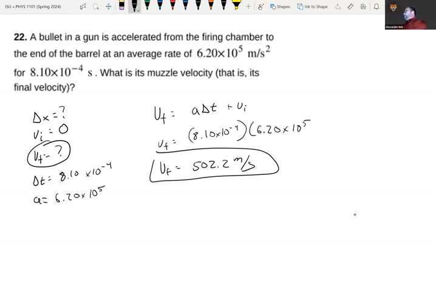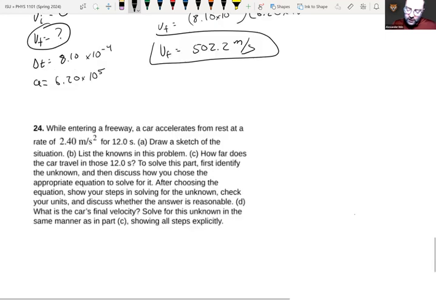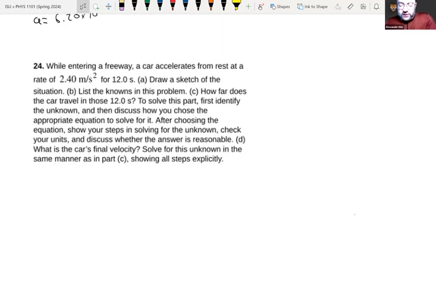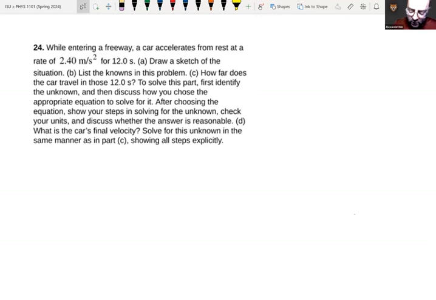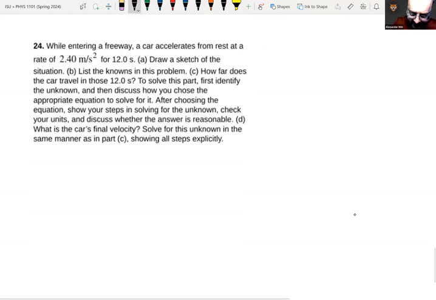All right, we'll go on to this one. Okay, next one I wanted to do was 24 in the book. It says, while entering a new freeway, a car accelerates from rest at a rate of 2.4 meters per second squared for 12 seconds. Okay, we've been given a couple of things, so I'm just going to write those down from the get-go. A equals 2.40 meters per second squared. Delta T equals 12.0 seconds.